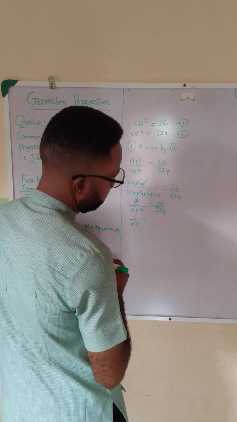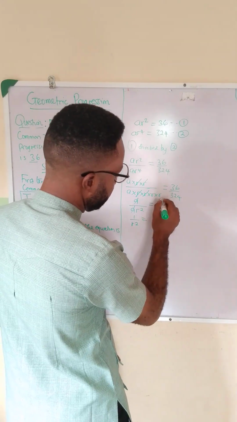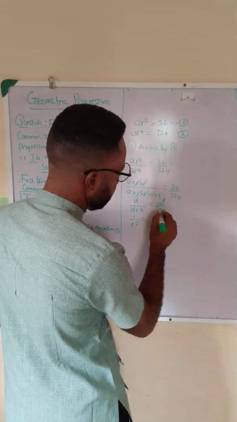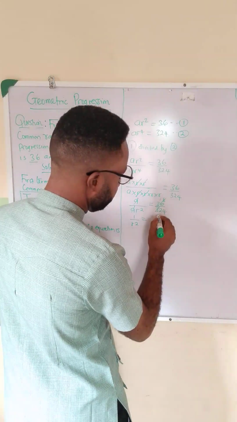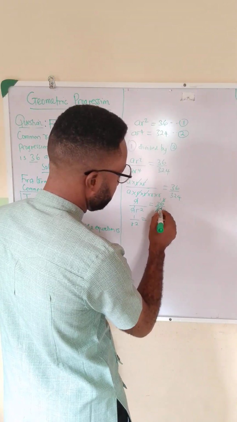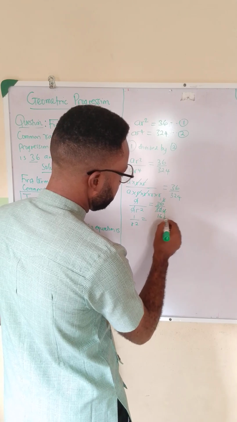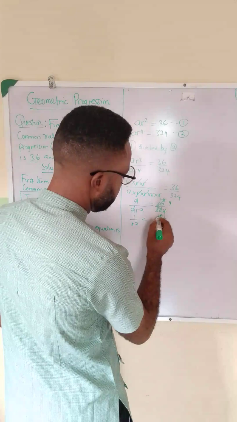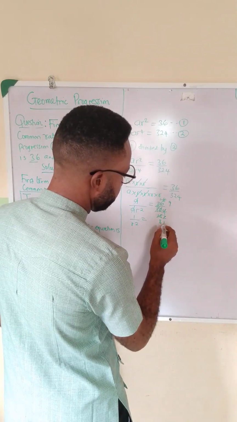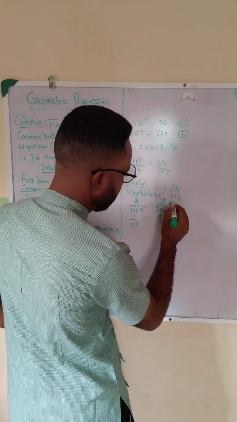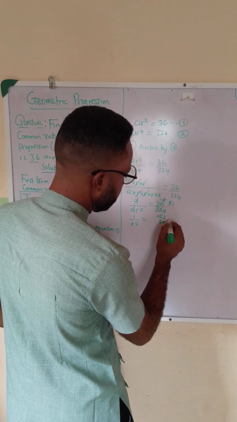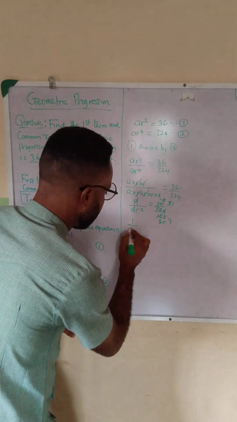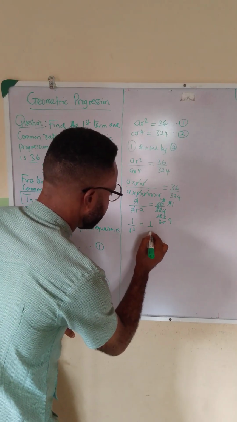Can we use 2? 2 into 36 is 18, and 2 into 324 is 162. Again with 2, 18 becomes 9 and 162 becomes 81. We can take 9 again: 9 into 9 is 1, and 9 into 81 is 9. So we are left with 1 over R squared equal to 1 over 9.